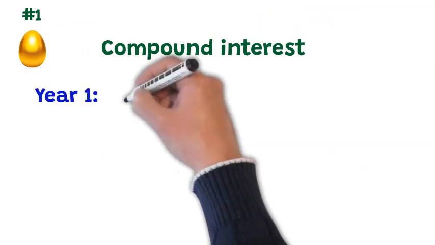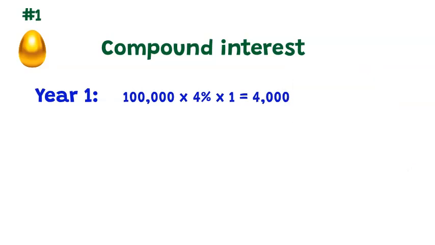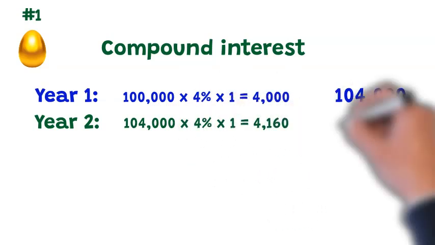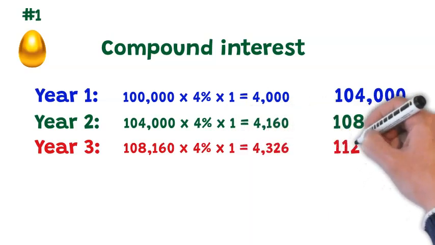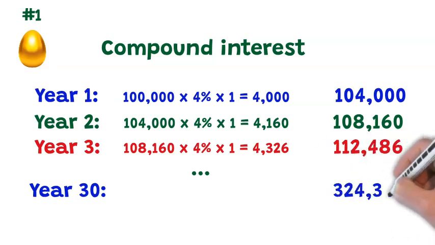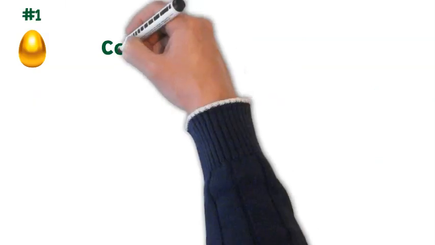Let's do some numbers now. A capital of 100,000 at an interest rate of 4% a year will yield or produce 4,000 the first year. So now we have 104,000. On year 2, at 4% again, we would have 108,160. On year 3, at 4%, 112,486, and so on. After 30 years, we would have produced 324,340 versus the 120,000 on the simple interest. The longer the time, the bigger the difference between both types of interest.